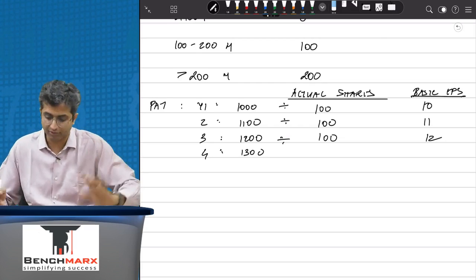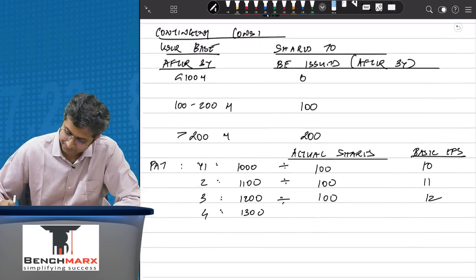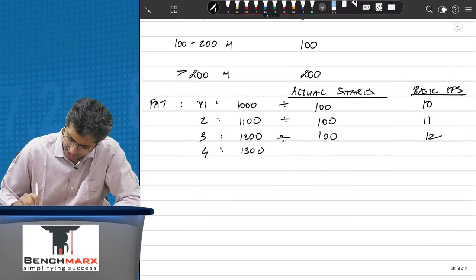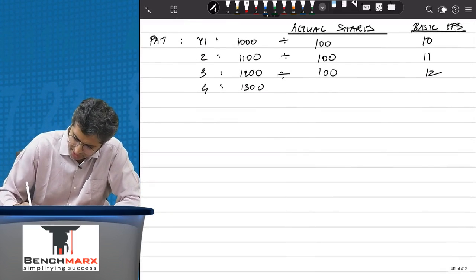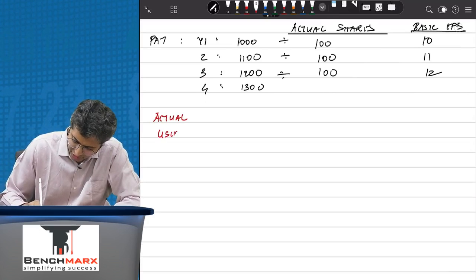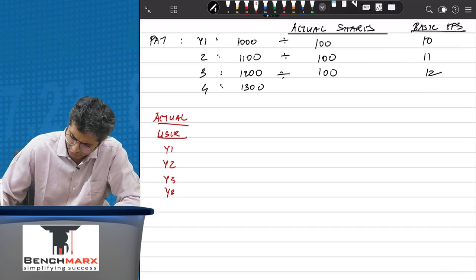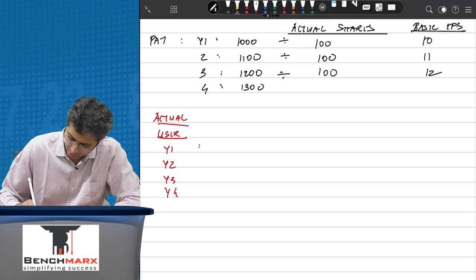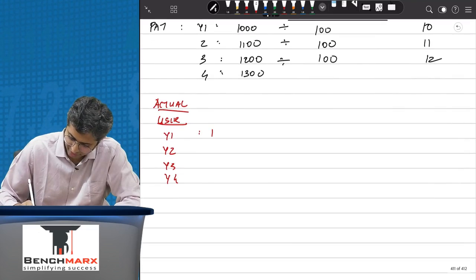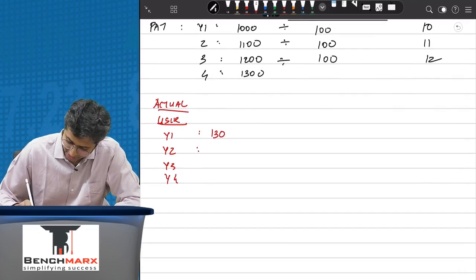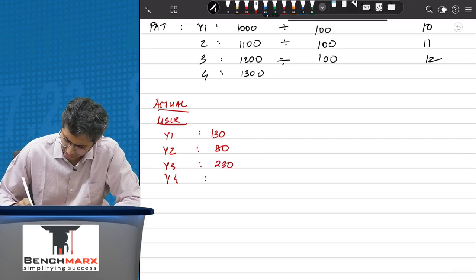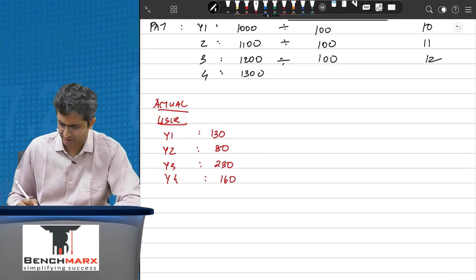contingency were to end in year 1, let us say your actual user base, let us say you were given the actual users at the end of year 1, at the end of year 2, at the end of year 3, and at the end of year 4. Let's say the actual users over here are, let's say, 130. In the second year, the actual users go down to, let us say, 80. In the third year, they become, let us say, 230, and then it again comes down to 160, for example.